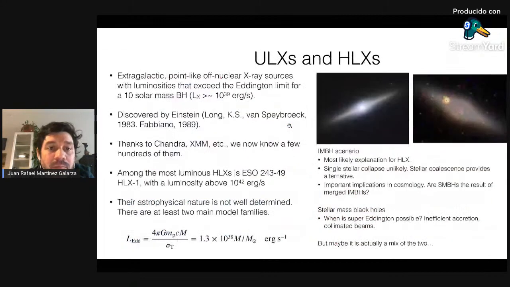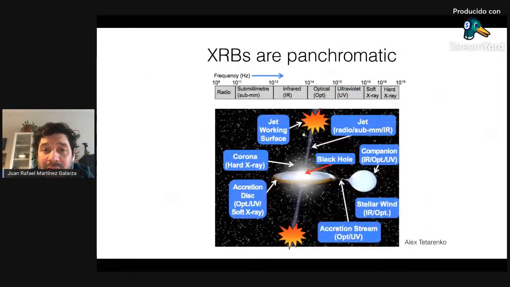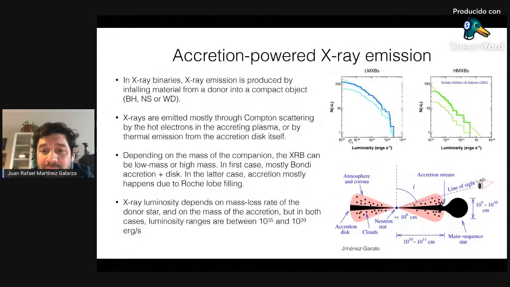All right. So these are the basics of X-ray binaries. But it turns out that sometimes, I told you that typically the range of luminosities that we observe for these objects is between 10 to the 35 and 10 to the 39.